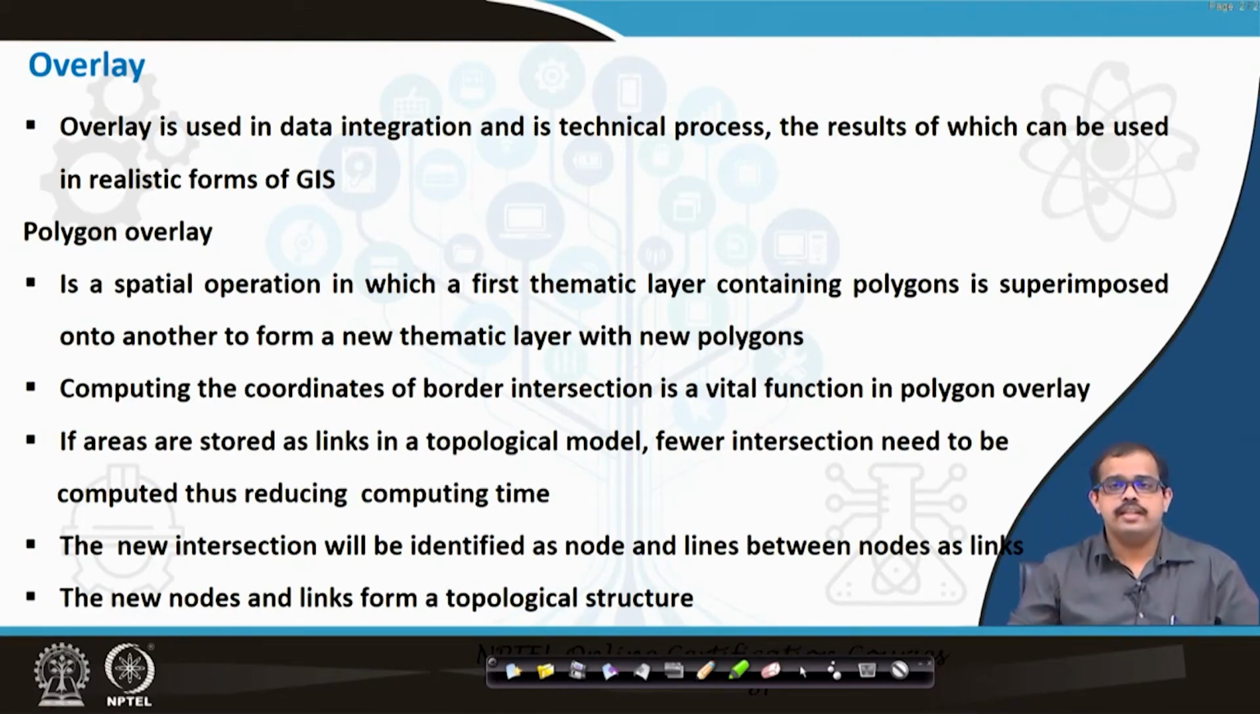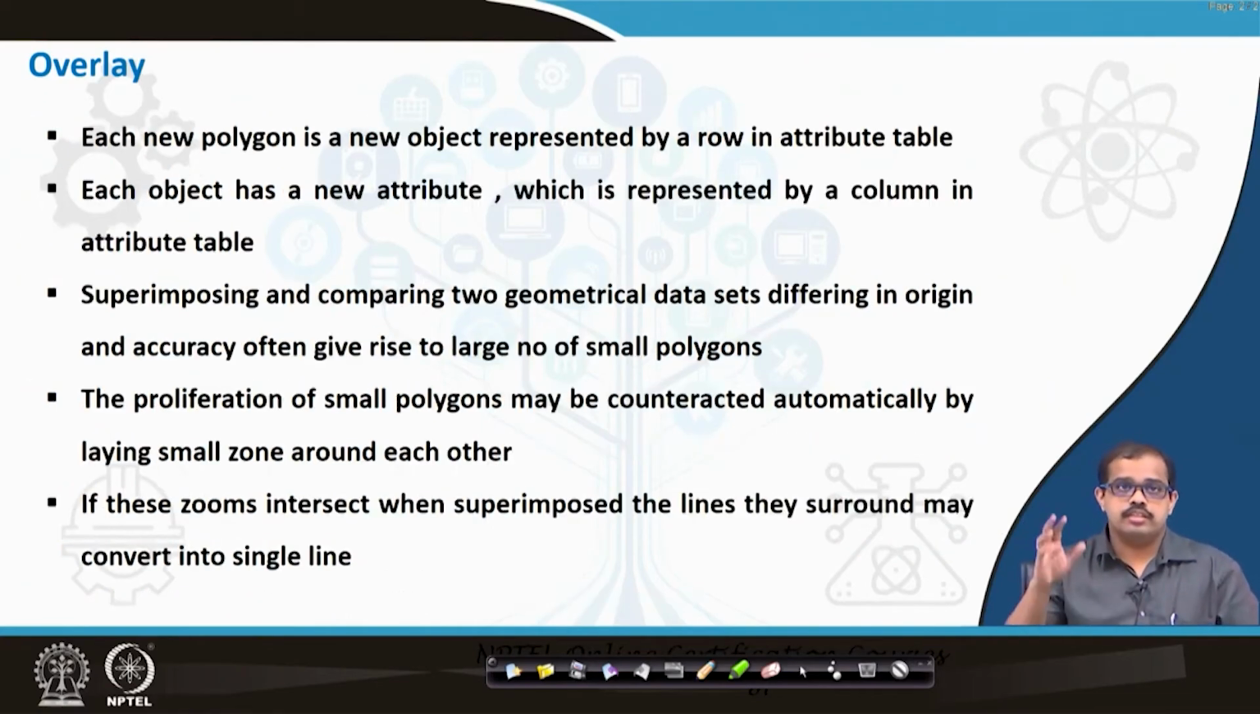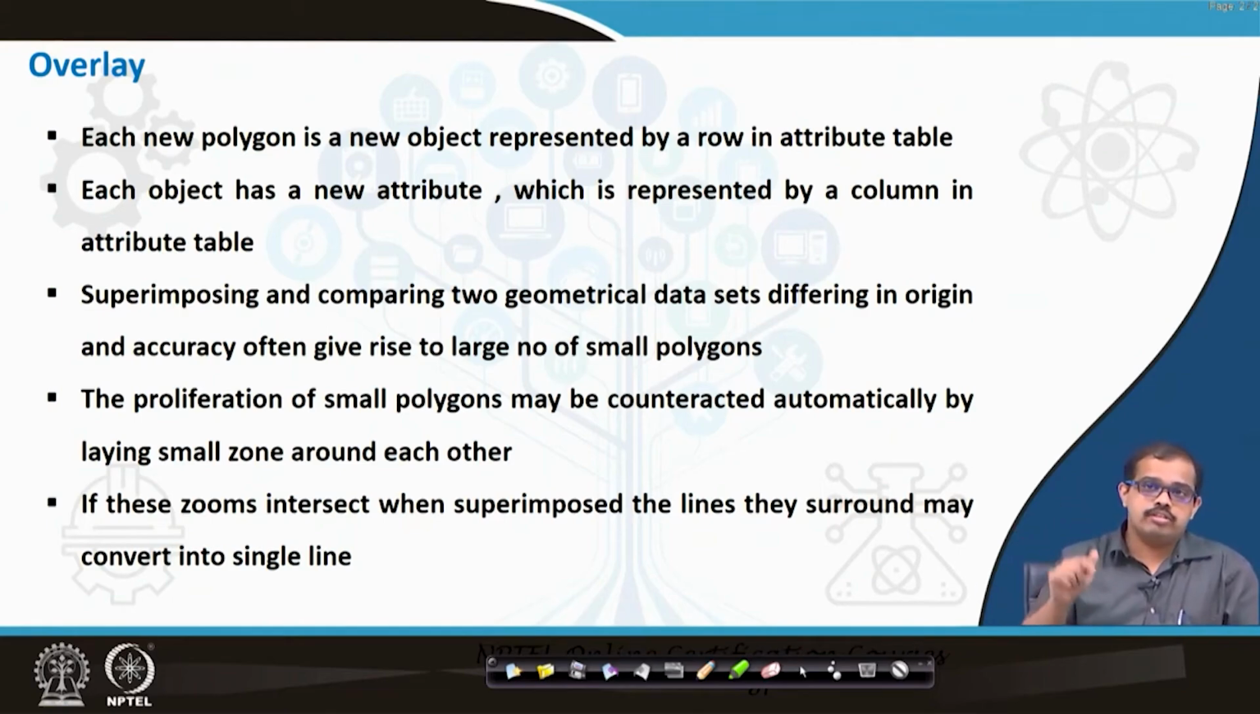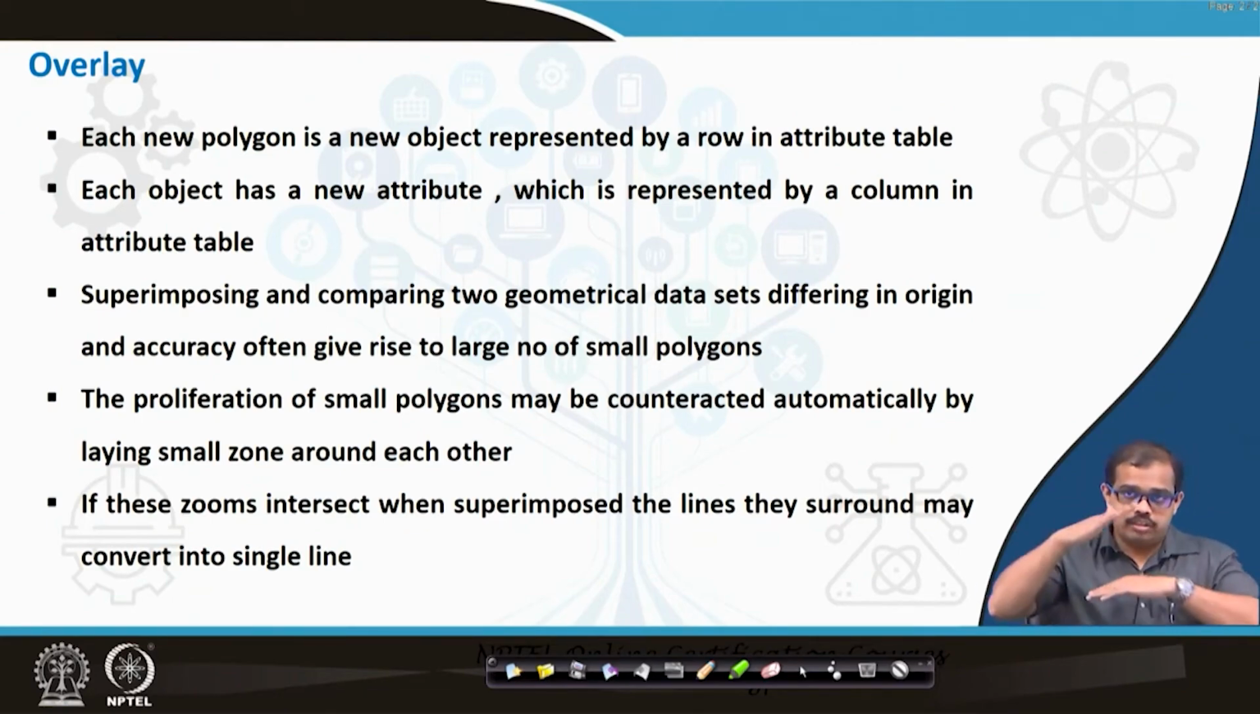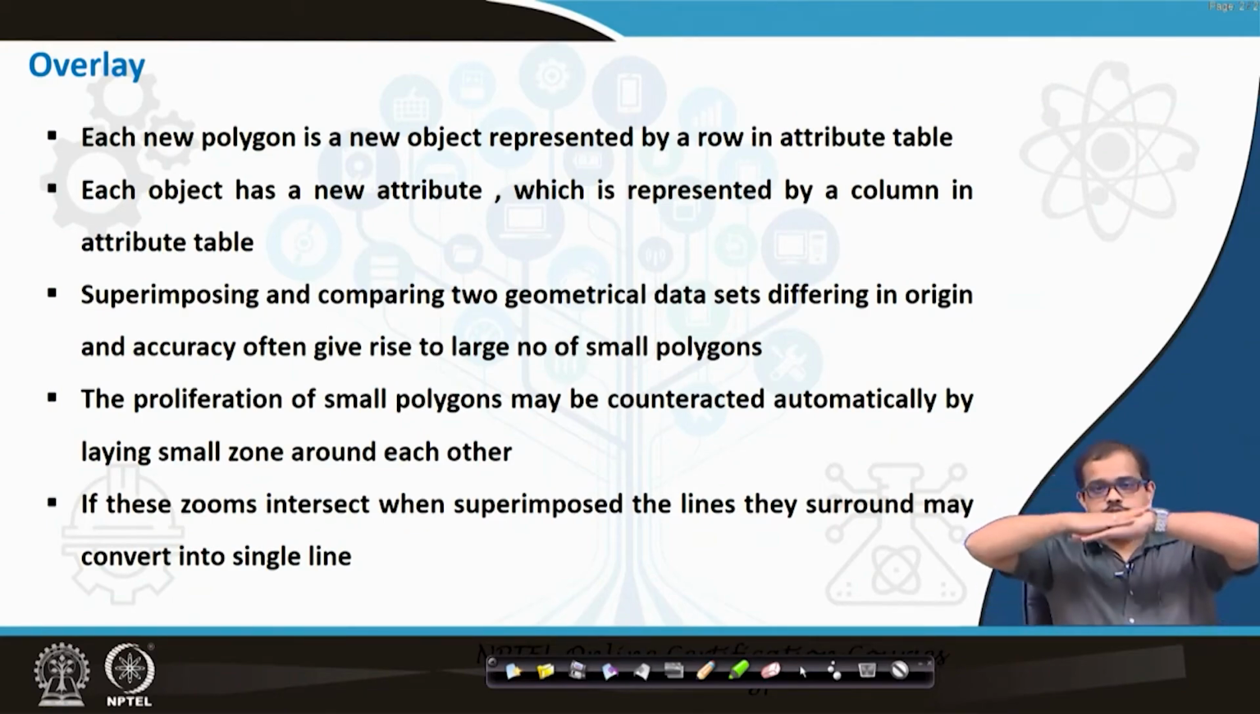Normally, the new intersections are identified as nodes, and lines between nodes are called links in your polygon overlay. The new nodes and links form a topological structure. Each new polygon in the new object representation is a row in an attribute table. So, now when we go into the attribute table, whatever you are trying to overlay, you now have two polygon layers.